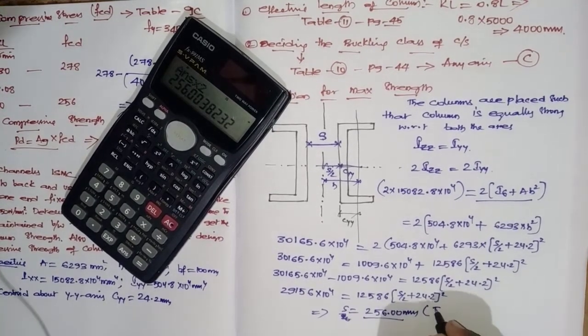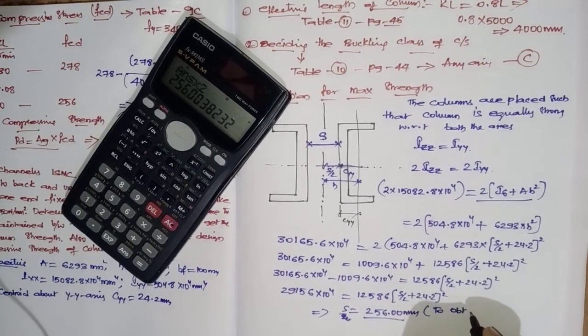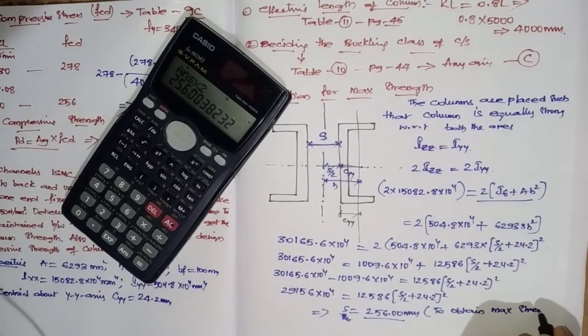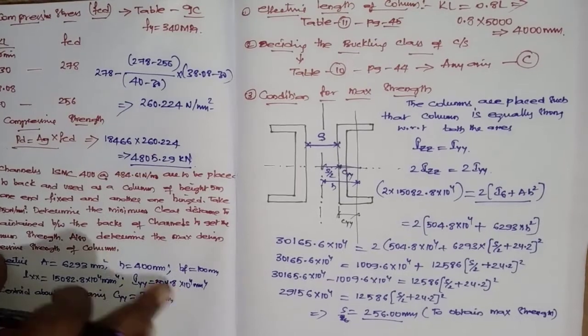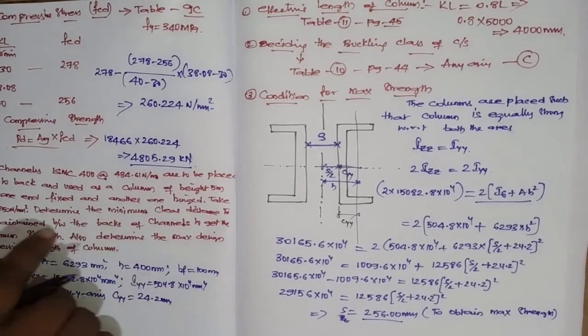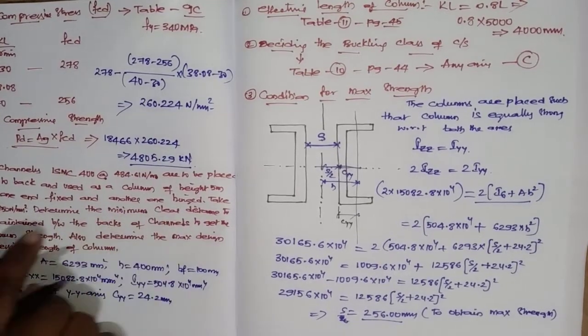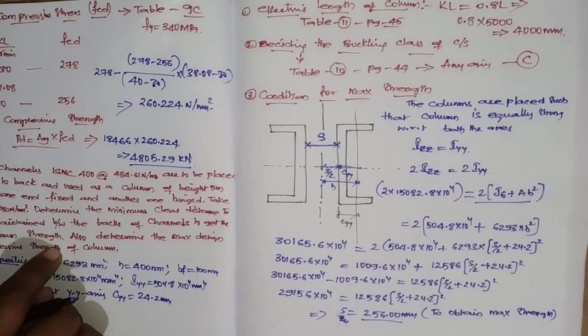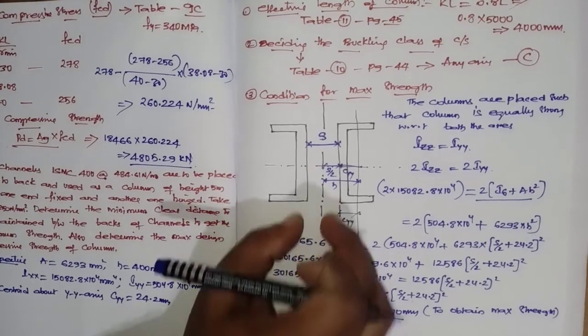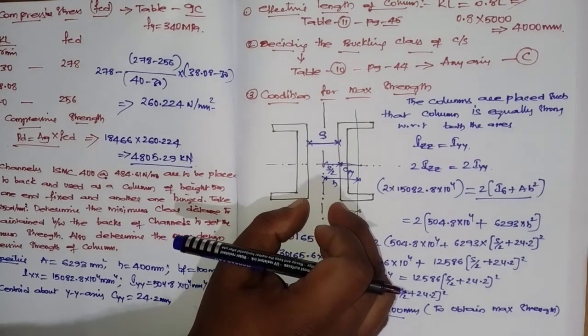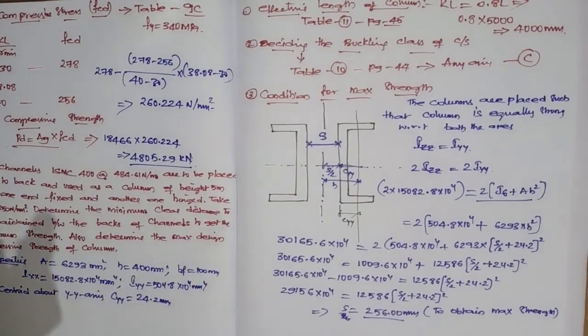To obtain maximum strength. Now this is part 1 of the question: determine the minimum clear distance to maintain to get the maximum strength. Now we decided this much distance between the two channel sections will give maximum strength. In the next part we will be calculating what maximum strength we will actually obtain.